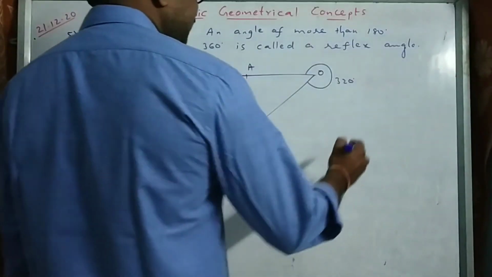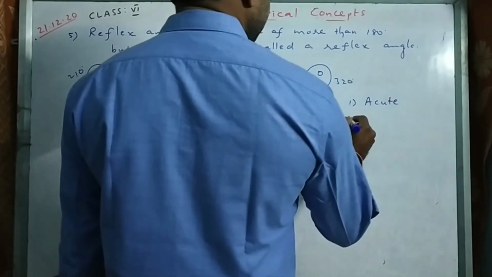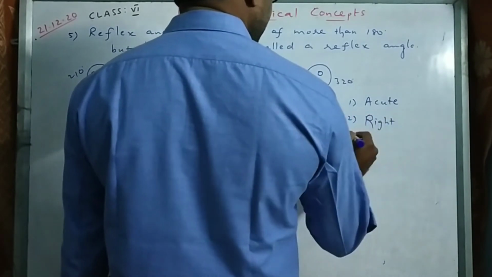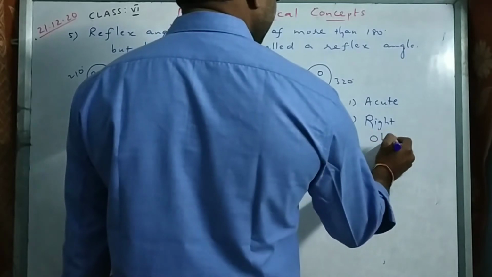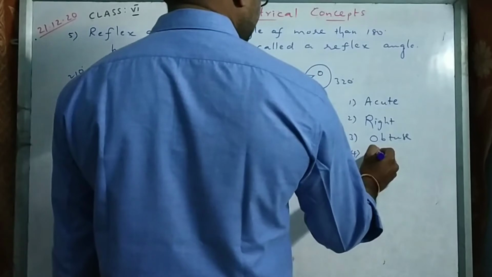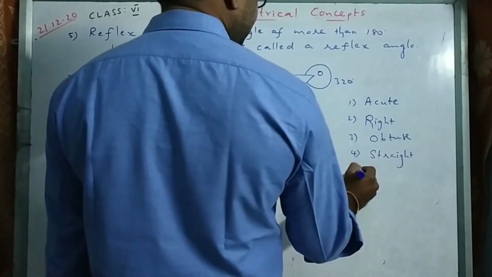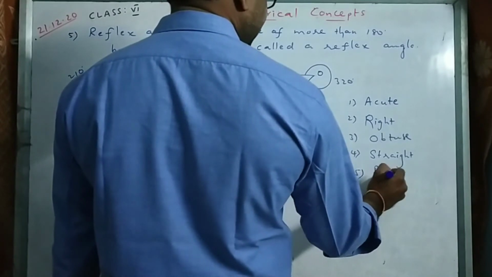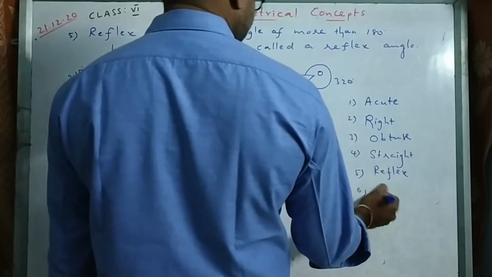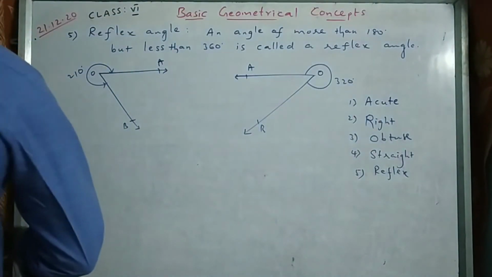So far how many types we have seen? Let me explain once again. First one is acute angle. Second one is right angle. Third one is an obtuse angle. Fourth one is straight angle. Fifth one is reflex angle. Sixth one is complete angle.